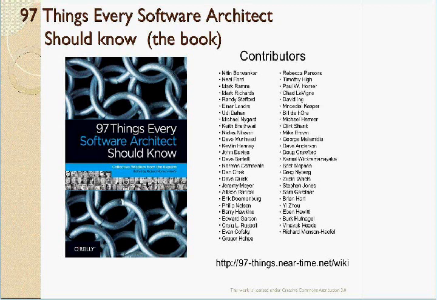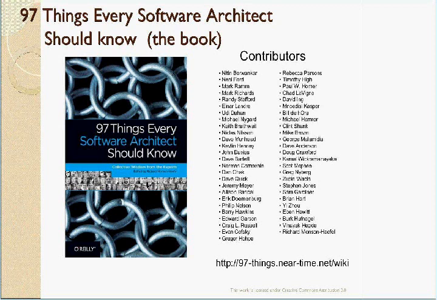It has 97 things, 97 axioms in it. The contributors, there's over 24 authors who have contributed. A lot of these names you'll probably recognize, some of them you may not. But almost all these people have a real solid reputation in terms of architecture and development. I shouldn't say almost all of them, they all do. And so the book contains all kinds of advice that I think you'll find interesting.